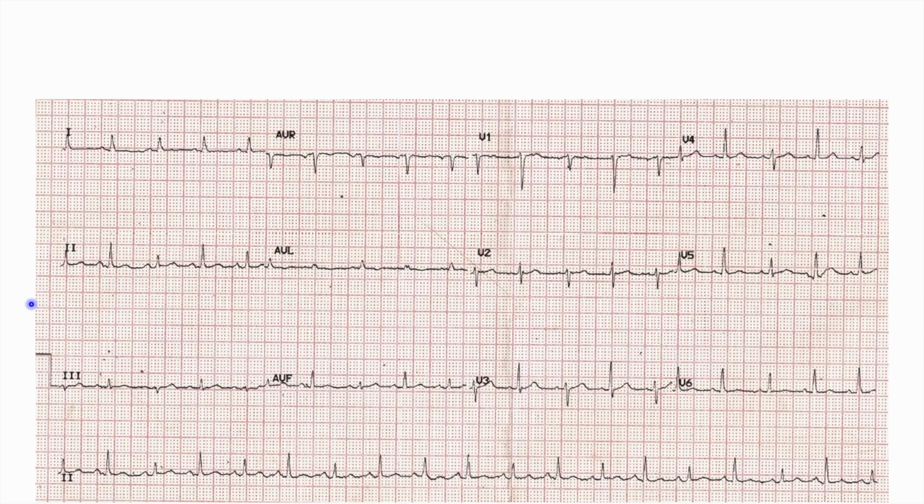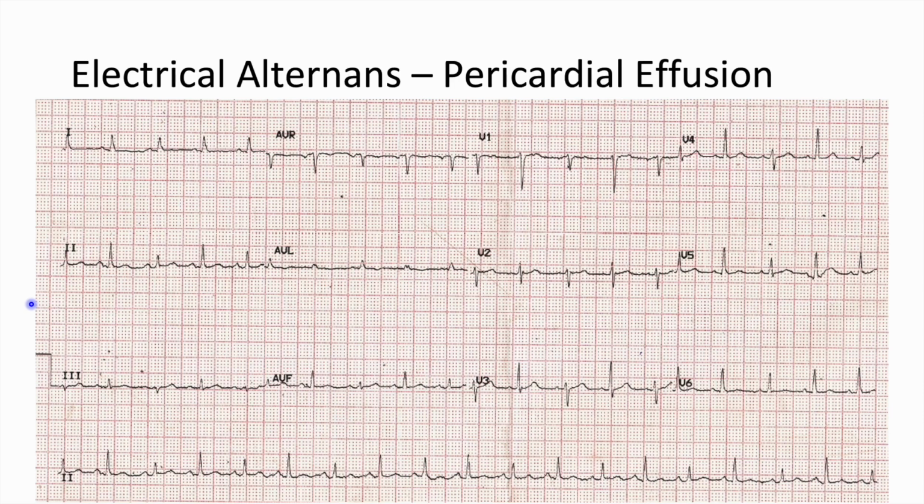3, 2, 1. This is an example of electrical alternans of your R waves, and this is indicative of pericardial effusion. So what am I looking at here? The key thing you want to look at is the height, the voltage of your QRS complex.